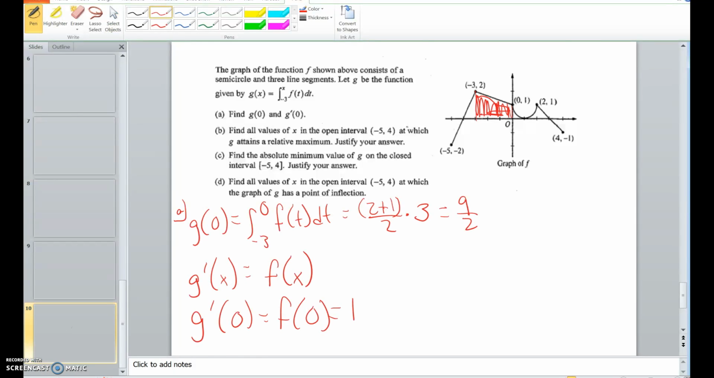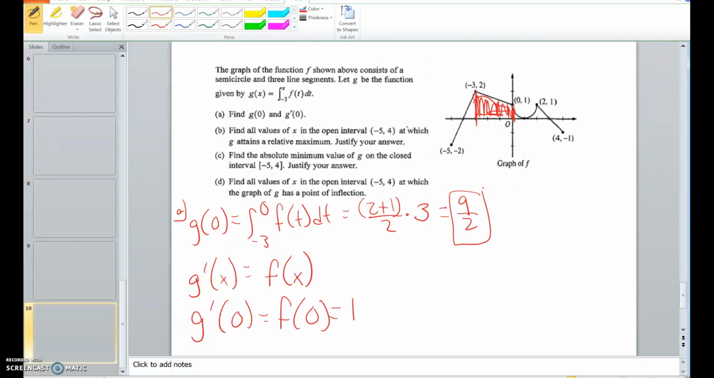Okay, here's the solution to part A. G of 0, you just plug in 0 for x, and you get that you are looking for the integral from -3 to 0 of f of t. So you go to the graph of f of t here. That's the area under the function from -3 to 0, which is a trapezoid. It has a left base of 2 and a right base of 1. So just use the formula for the area of the trapezoid and got that g of 0 is 9/2.